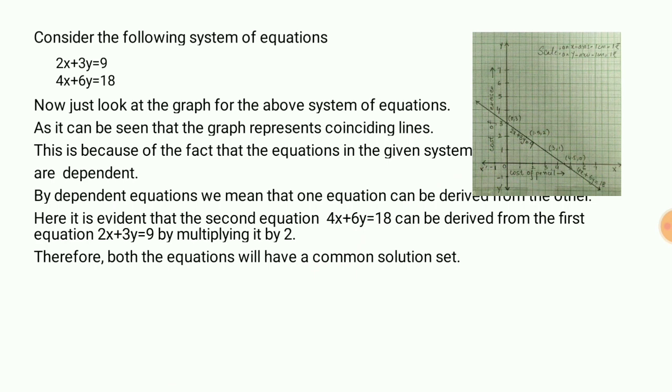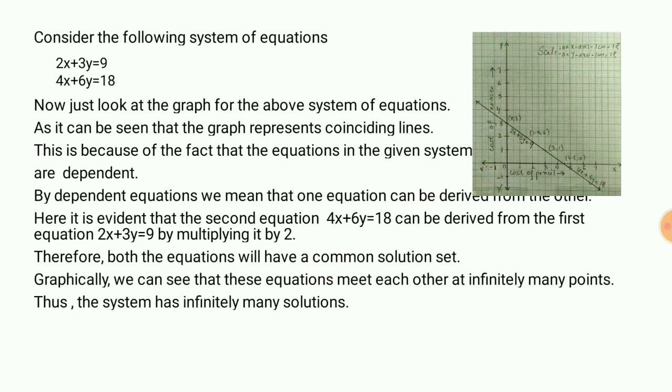And how many solutions do you think we can have? Infinite solutions, because every point of the first line will also lie on the second line. That means every solution of the first equation will also be a solution of the second equation. Graphically, we can see that these equations meet each other at infinitely many points. Thus, the system has infinitely many solutions. Are you getting it?